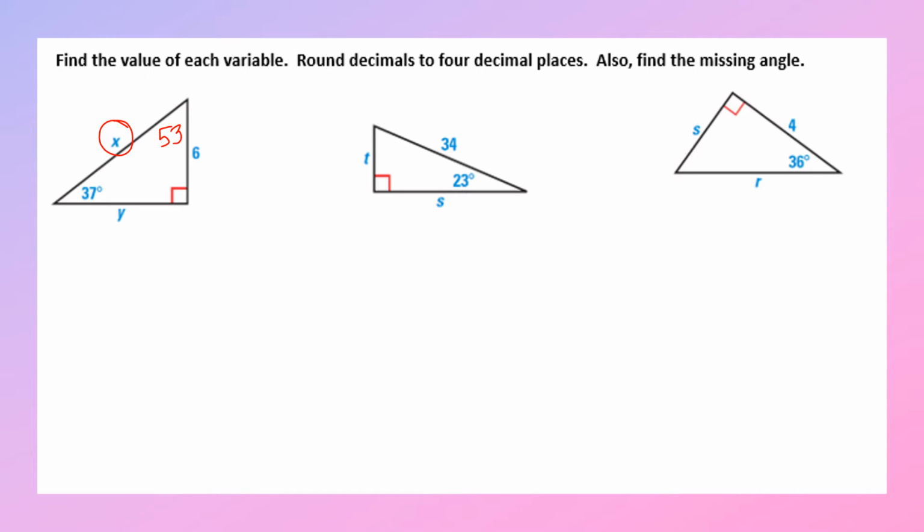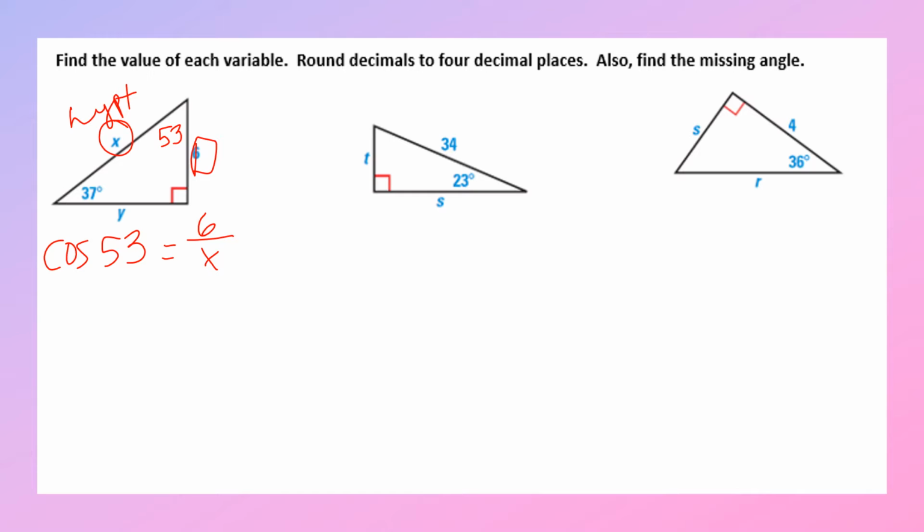To find x, that is my hypotenuse. So I either need to use sine or cosine. And I can either use the sine of 37, or sine of 53, or cosine of 53, cosine of 37. On my sheet, I did cosine of 53. So cosine of 53 would be the adjacent, which is 6, over the hypotenuse, which is x.